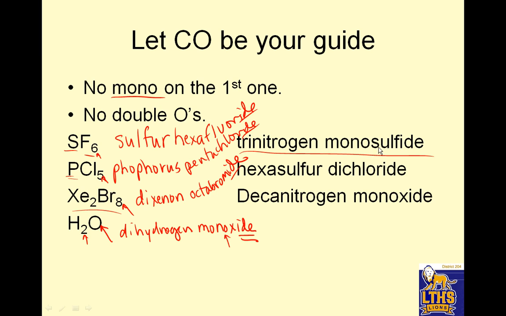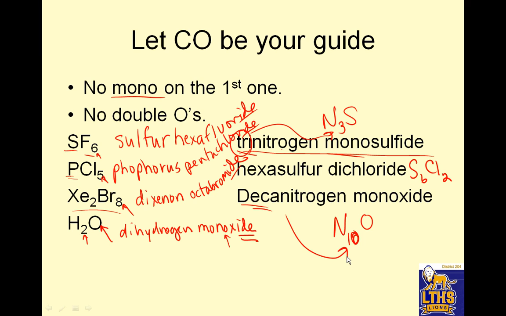Okay. What if I see the name trinitrogen monosulfide? Then I would say nitrogen, there's 3 of them, monosulfide, N3S. Hexasulfur, 6 S's. Dichloride, Cl2. Decanitrogen, N10 monoxide, N10O. So prefixes tell you how many. No mono on the first, no double O's, and end in IDE.